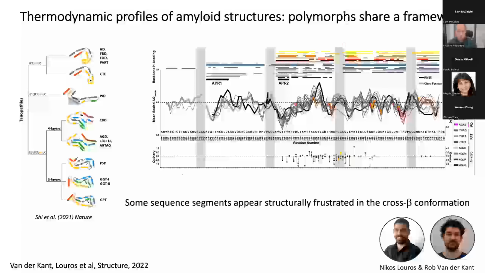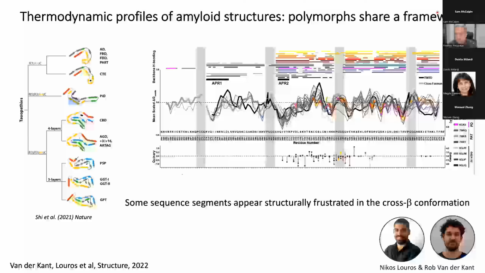So we looked a little bit more: if there are regions that are more stable and other regions that are less stable, which ones are those? And are those different in different polymorphs? How do they vary between polymorphs? What we did here is we looked at all the structures available for tau, and we made a thermodynamic profile. Again, this is done with Foldex, and it shows that the lower it is, the more stabilizing these regions are in the different polymorphs.